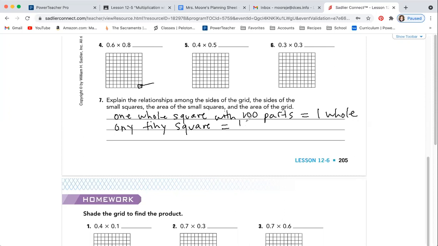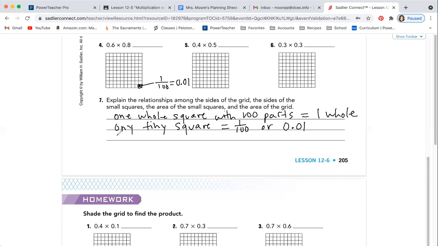1/10. Close, but it's 1 out of how many parts? Not 10 parts. It's 1 out of 100. 100 parts. So that's how we write it as a fraction. How do we write this as a decimal? How do we write 1/100th as a decimal? Go ahead, Landon. 0.1. That would be 1/10. How do I write 100th? 0.01. That's right. So on our description here, one tiny square is equal to 1/100th, or in decimal form, 0.01.